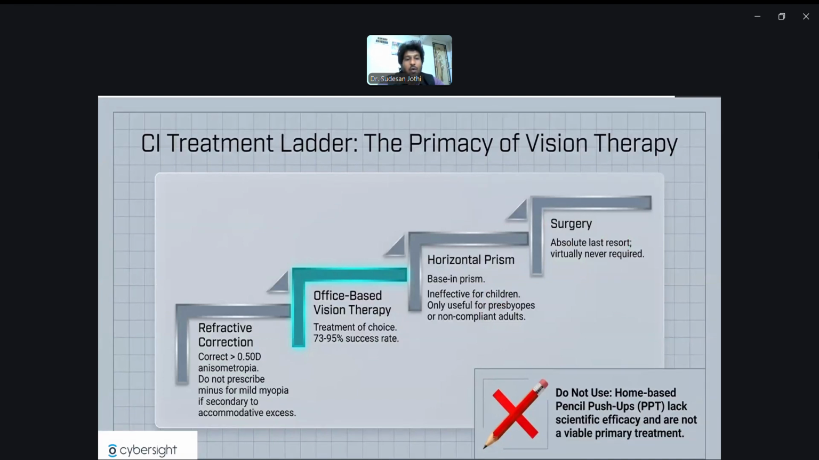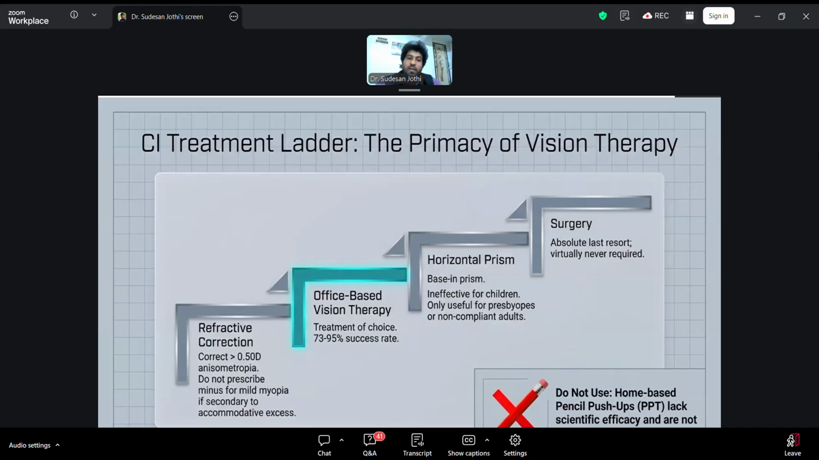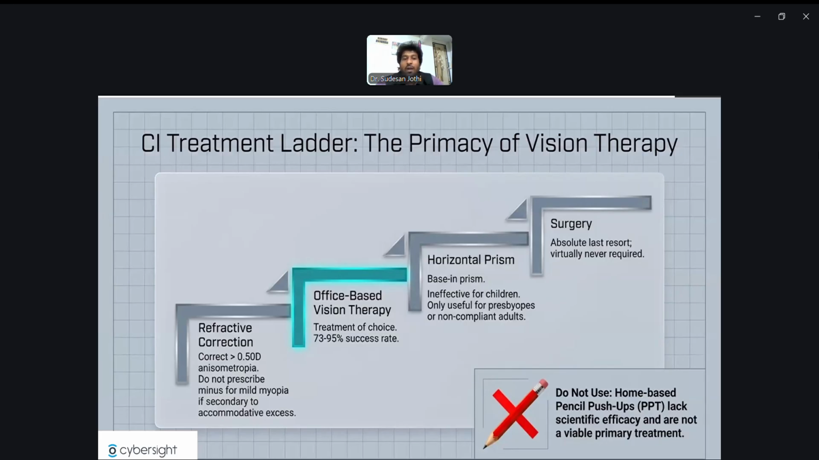And now, specifically, the management of convergence insufficiency. Management follows a stepwise approach, starting with any refractive error. It's a universal law, so for any disorder, any anomaly it can be.